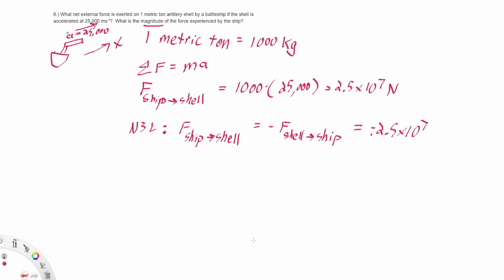Okay. Questions or comments here? Yeah, it was just writing the same answer twice. This is correct. And if you did the force from the ship to the shell, and then you just didn't answer the second part, I only took off 1 point. Yeah, if you just put 2.5 times 10 to the 7, that's 5 out of 6.